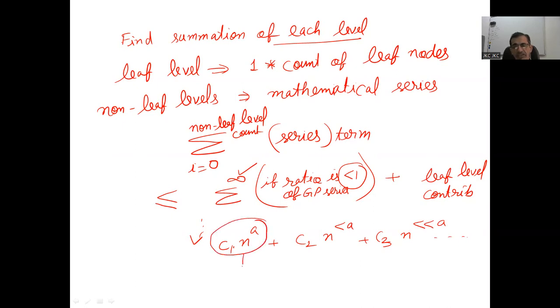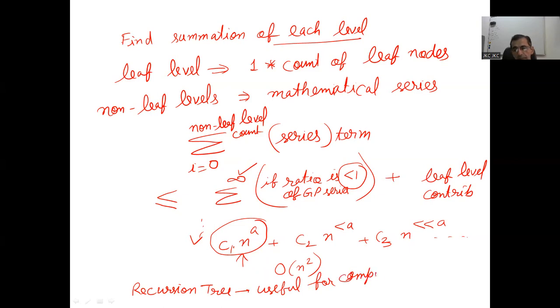Then I will say this is the dominating term. So I can say the time complexity for the upper bound will be big O of n to the a. And the recursion tree method is useful to find either upper bound or lower bound. It is useful mostly for computing the upper bound, so that you can have the series taken towards infinity, etc.